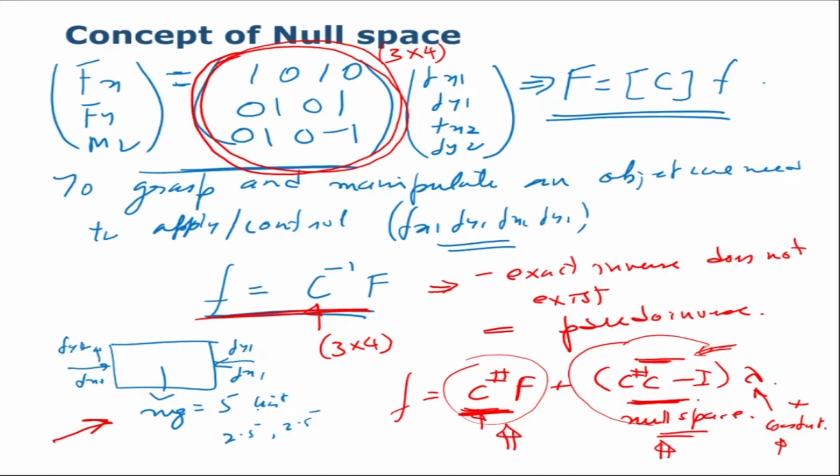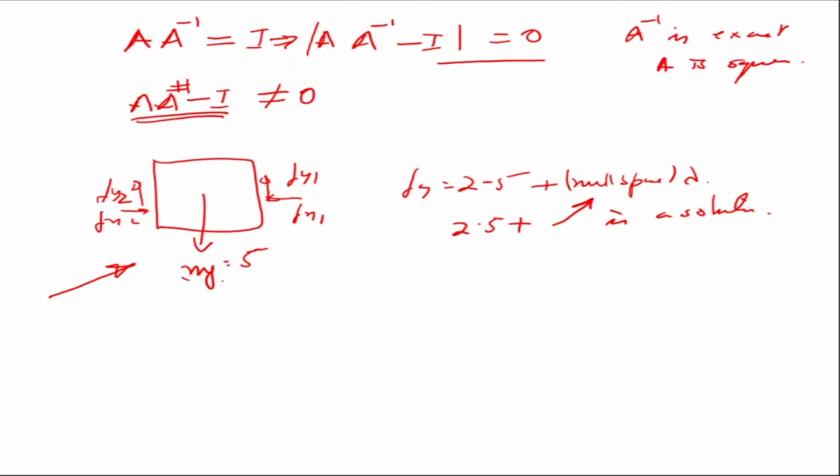Now this makes sense in the real world. Why? Because if you have to lift an object of 5 kg and you have exactly 2.5, if you apply a little bit more, it's not wrong, because there is nothing like exact in the real world. So if I apply any force which is more than this, it's fine. This is the meaning of the maths part here.